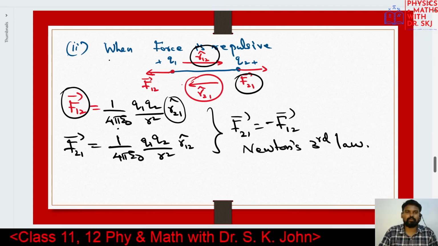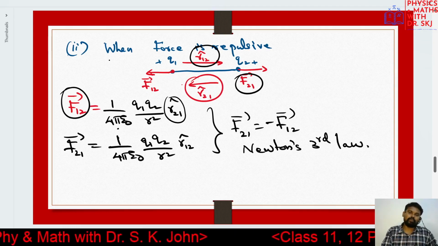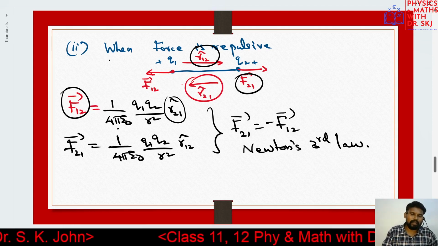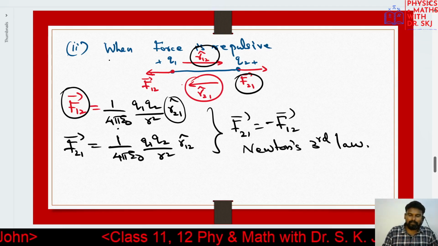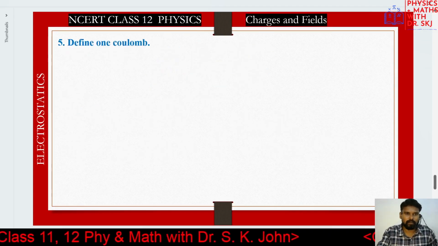Okay, I think it is clear to you. You may be asked to show that Coulomb's law obeys Newton's third law. You can show it like this. Otherwise, these are the vector forms of Coulomb's law.